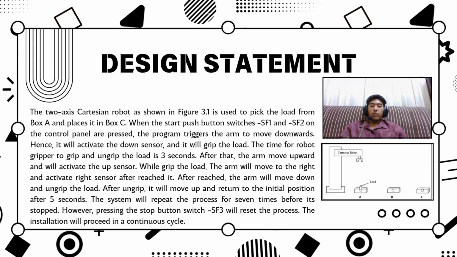After that, the arm moves upward and activates the up sensor. And then the arm moves to the right and activates the right sensor. After it reaches, the arm moves down and also ungrips the load for 3 seconds. After ungrip, it moves up and returns to its initial position after 5 seconds. Then the system repeats the process 7 times before it stops. By pressing push button SF3, it will reset the process, and this installation will proceed in a continuous cycle.